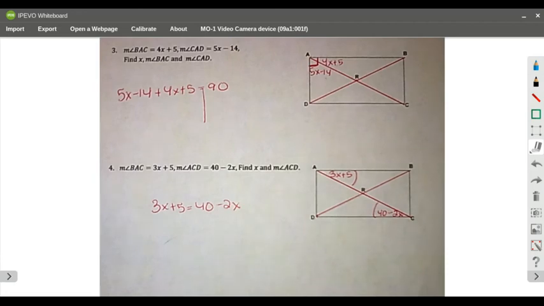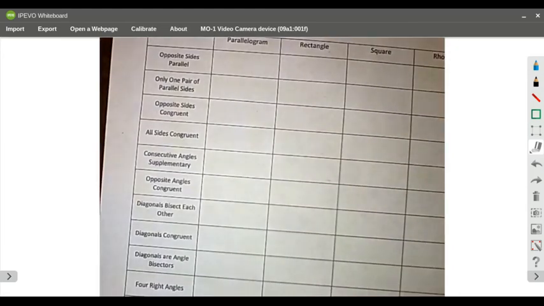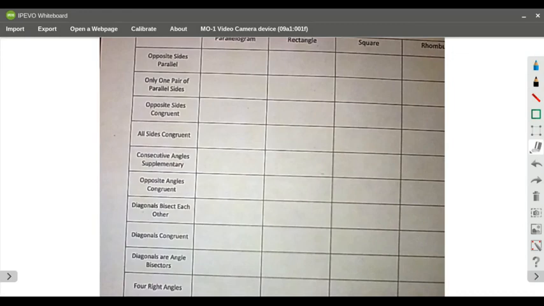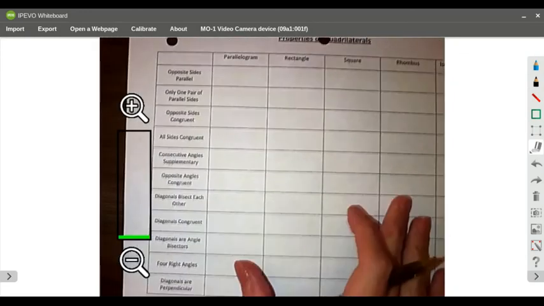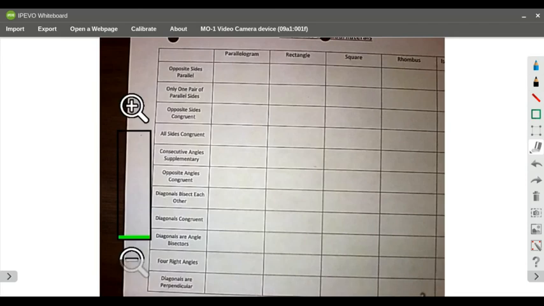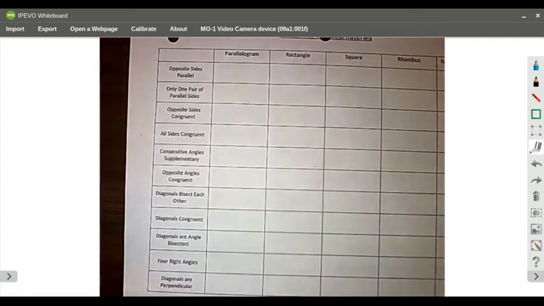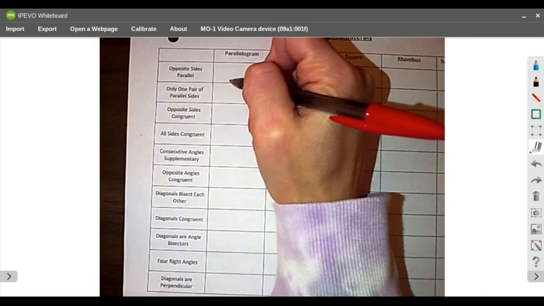The last thing I want to do for you is fill in the two columns of this chart. Now, you can fill this in however you want. I like to fill it in with a check if it's true, and then I like to leave it blank if it's false. Some kids like to write yes, no, check, or X. This is your thing. Even if you want to put little notes in over here, whatever you want. So parallelogram, let's do that first.